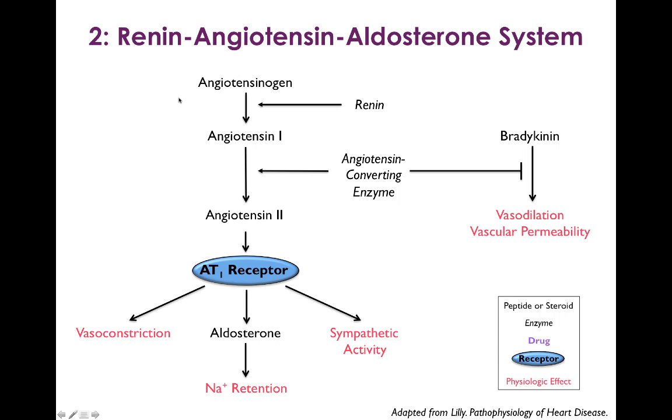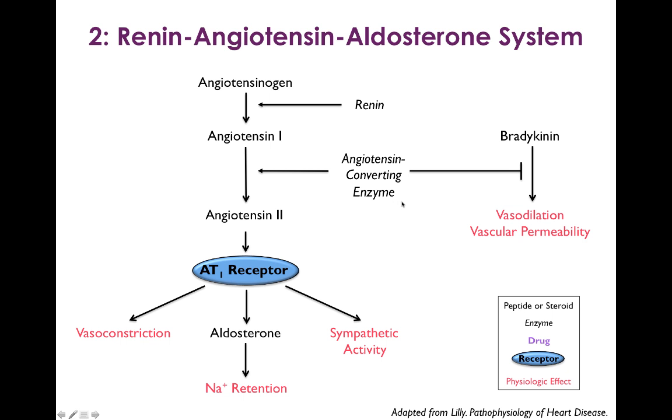So here's a schematic of the Renin-Angiotensin-Aldosterone system, and you can see here angiotensinogen is at the top. Renin converts it to angiotensin 1, which is then converted by angiotensin converting enzyme to angiotensin 2, which binds the angiotensin 1 receptor, leading to vasoconstriction, sympathetic activity, and sodium retention through aldosterone, which is a steroid hormone stimulated by angiotensin 2. So all of these effects will lead to increased blood pressure because of increased intravascular volume, increased sympathetic tone, and vasoconstriction.